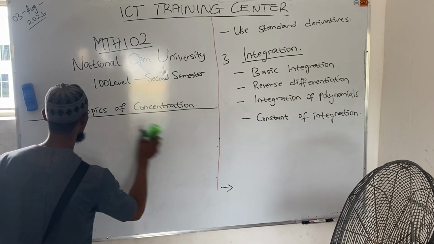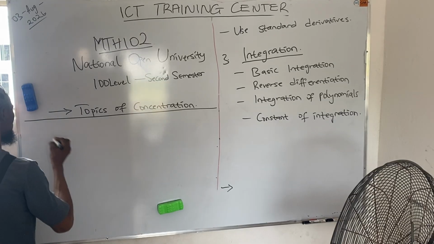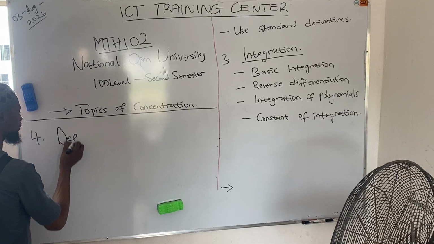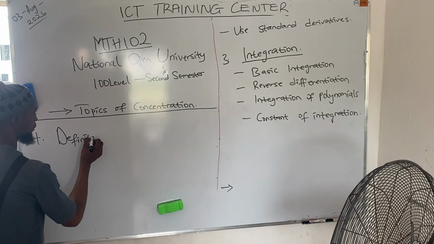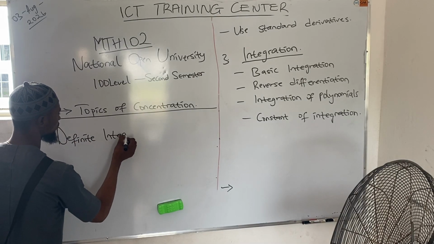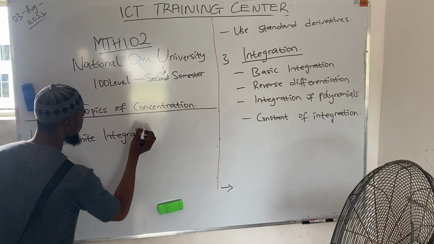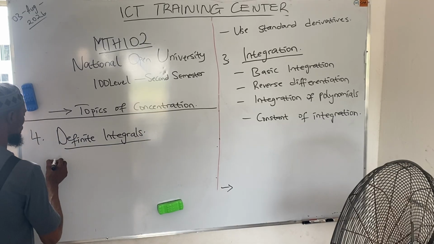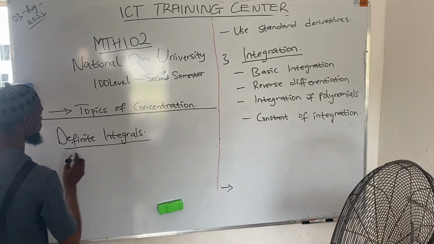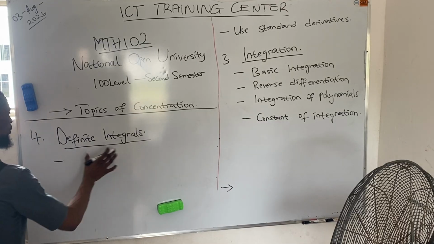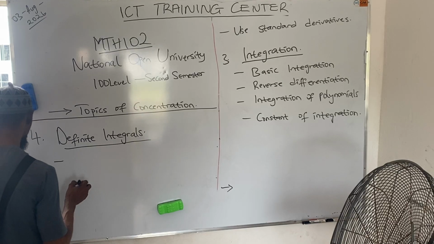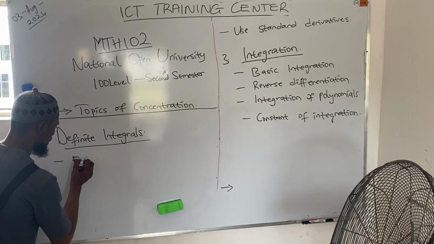Number 4 on the list will be definite integrals. Definite integrals. So I'm going to underline that. And okay, the first on the list underneath the definite integrals will be evaluating definite integrals.